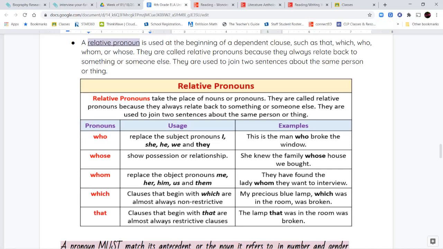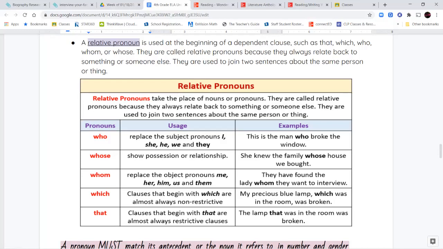We also have the pronoun which. Clauses that begin with the word which are almost always non-restrictive. What does that mean? My precious blue lamp, comma, which was in the room, was broken. So here, it's providing you with additional information as well.